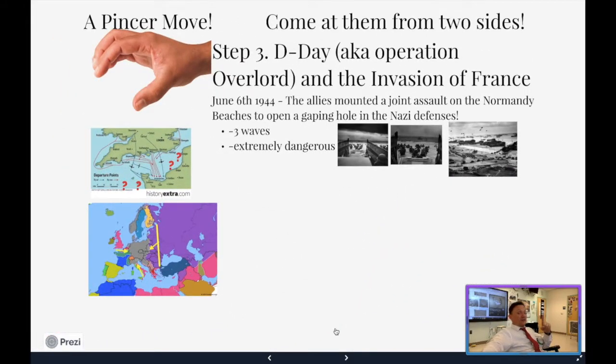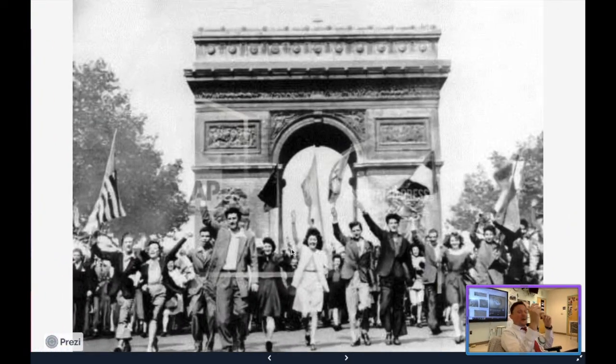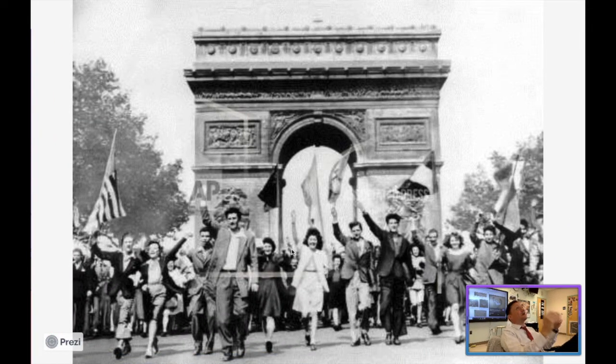And that's when the Allies decide to push into France as fast as possible and to liberate the city of Paris, right? And in August of 1944, less than a month after the D-Day invasion, the Allies liberate the city of Paris from German control. No more Hitler taking fangirl photos in front of the Eiffel Tower.